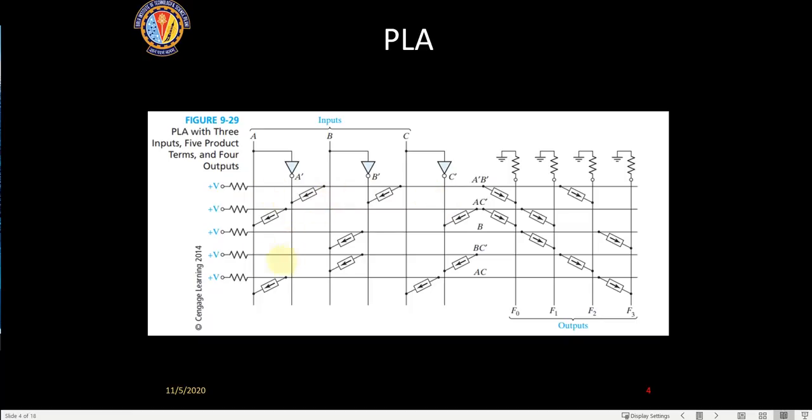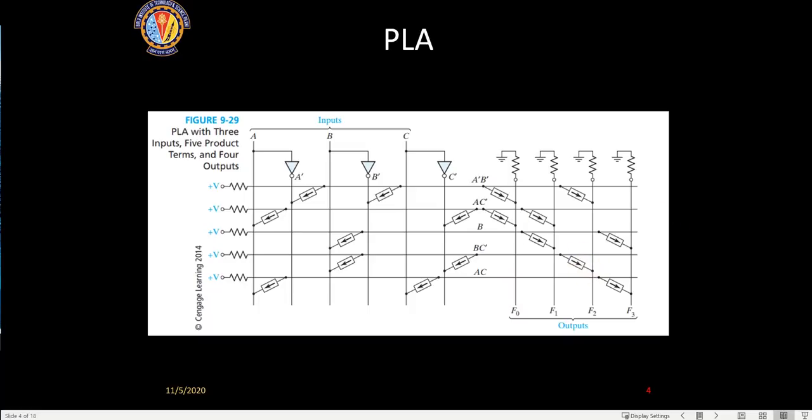You can have n number of horizontal lines, but the number of AND lines and the number of OR lines will generally be restricted in a PLA. It may not be infinite, right? They will specify how many terms you can connect. So accordingly, you will have to choose the PLA which you want.